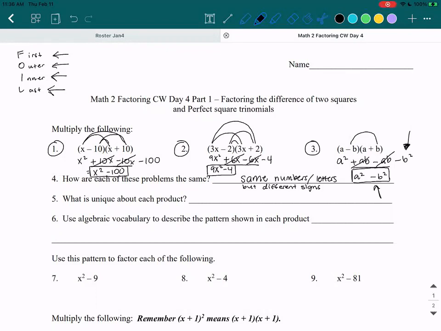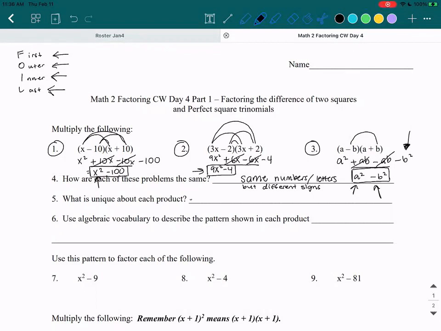Okay, so that's great. And then what is unique about each product? So I remember I got an answer earlier. I have to scroll up in the chat. They both end up in a squared variable subtracting something else. Yeah, so in each of our answers, we have an x squared, or we have like a 9x squared, or we have an a squared right over here. So we end up with a squared variable.